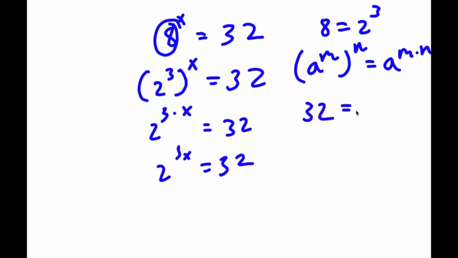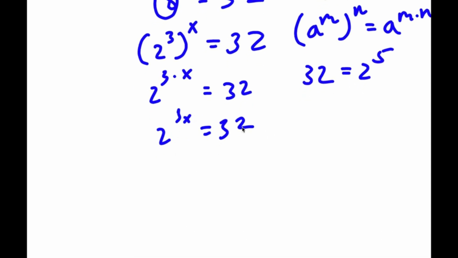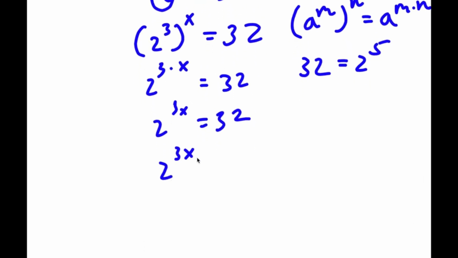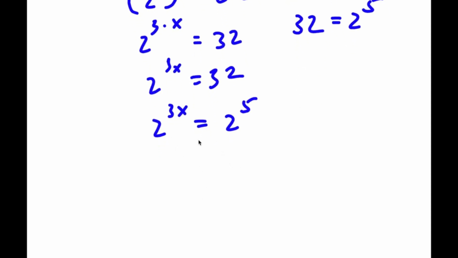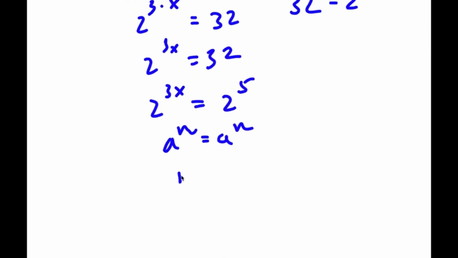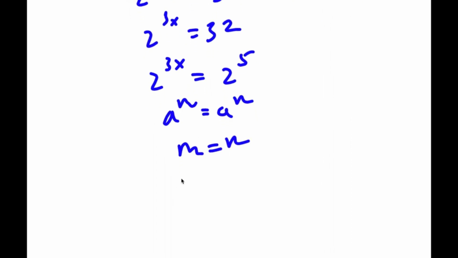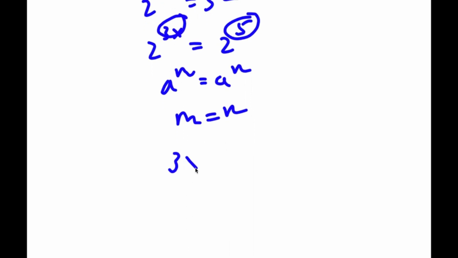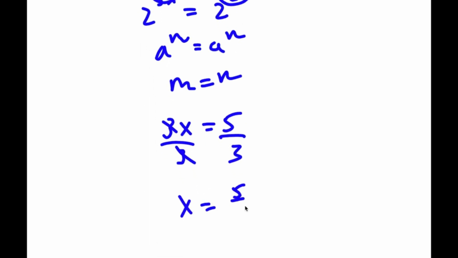Now 32 is the same thing as 2 to the power of 5. So now I can replace 32 with 2 to the power of 5. So now I have 2 to the power of 3x is equal to 2 to the power of 5. And remember, if I have something in the form a to the power of m is equal to a to the power of n, this means that m is equal to n. So for 2 to the power of 3x equals 2 to the power of 5, the exponents are equal to each other, so I have 3x is equal to 5. Now if I divide both sides by 3, I get x is equal to 5 over 3.